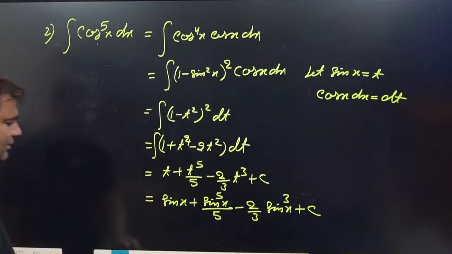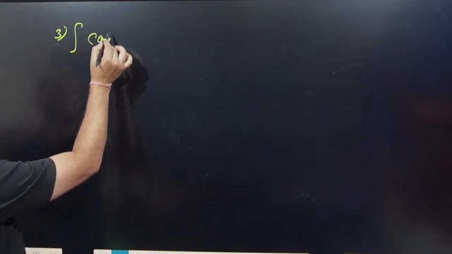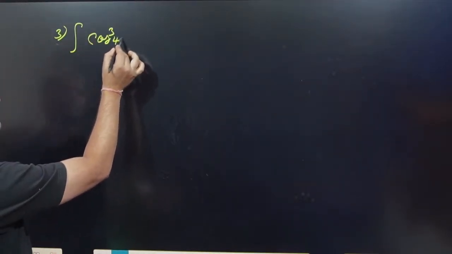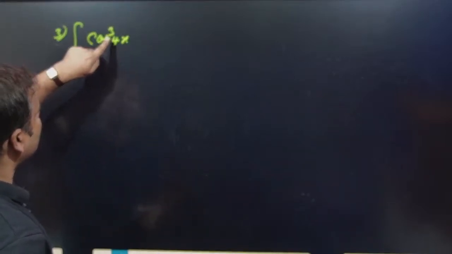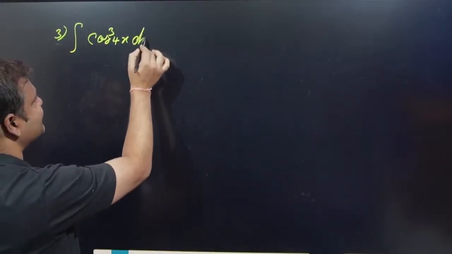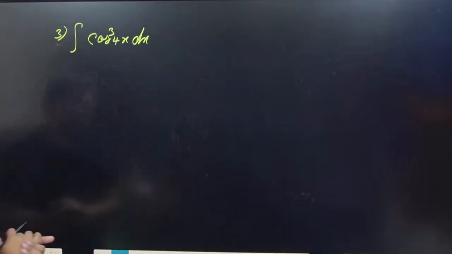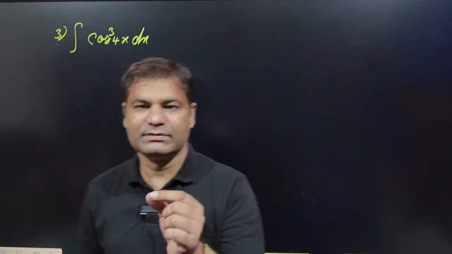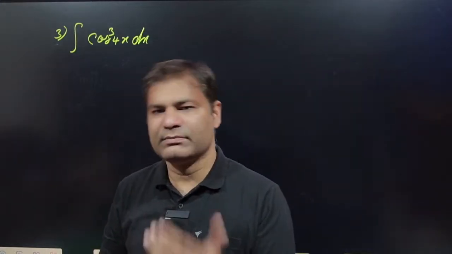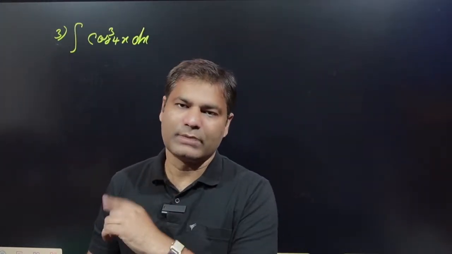Now I will solve another type of problem. Question number 3: the integral of cos x cubed, cos 4x to the whole power cube dx. How can we solve this type of problem? In this case, always prefer the odd power.